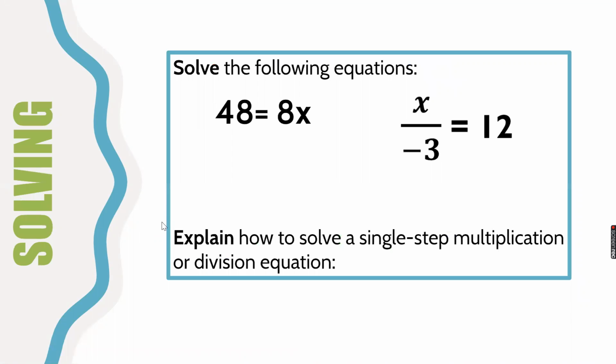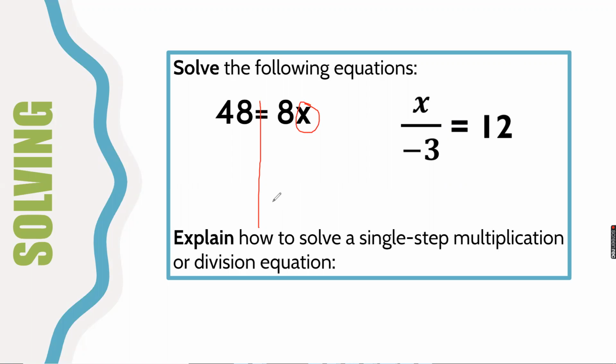Okay, so now we're going to do a flashback to chapter 3. So we are solving the following equations. So hopefully you remember how to solve these one-step equations. I'm going to do the first one with you, and then I'm going to have you do the second one on your own. So just like before, we're drawing our line. We're circling our variable. And we're going to be solving for our variable.